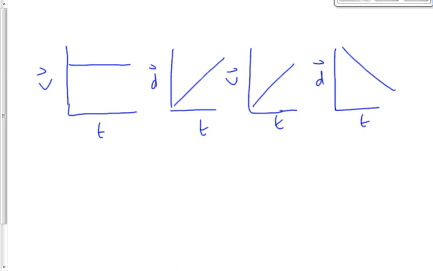So it's like driving to Calgary. This one would be driving to Calgary. This one would be driving back from Calgary. Not necessarily in reverse, just going in the negative direction. Okay, if we have a v versus t graph that has that same shape, then what does that one represent?